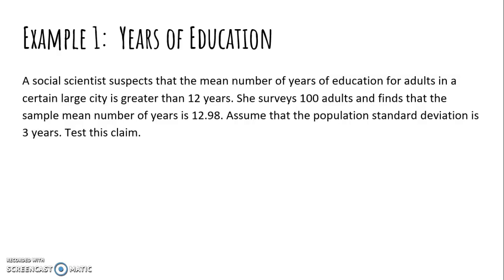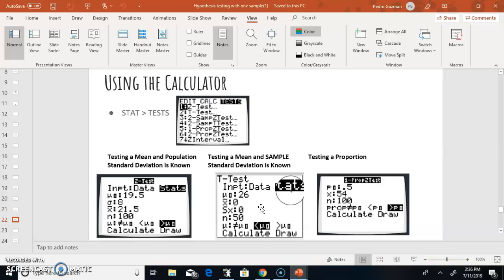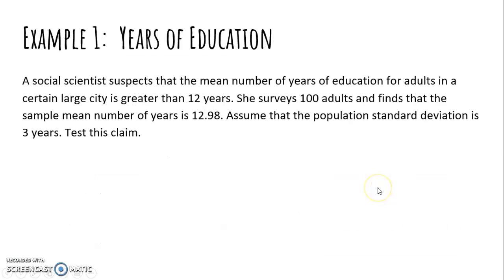So let's just look at a few examples. We have 2 examples here that we'll start with. Example 1, years of education. A social scientist suspects that the mean number of years of education for adults in a certain large city is greater than 12. She surveys 100 adults and finds that the sample mean number of years is 12.98. Assume that the population standard deviation is 3 years.